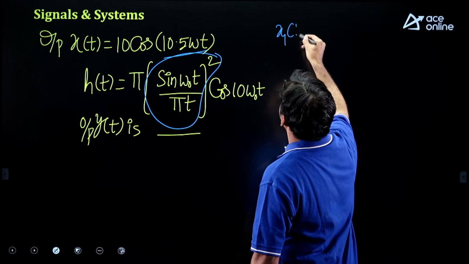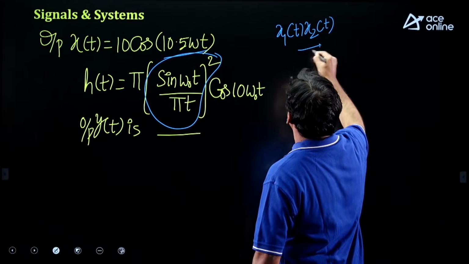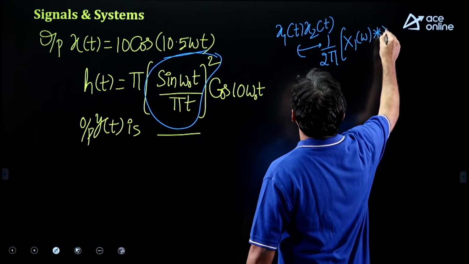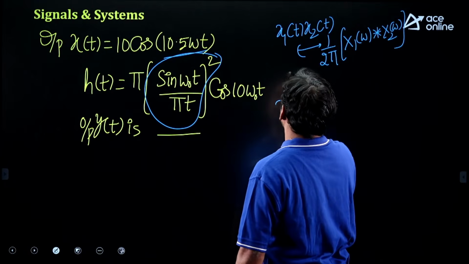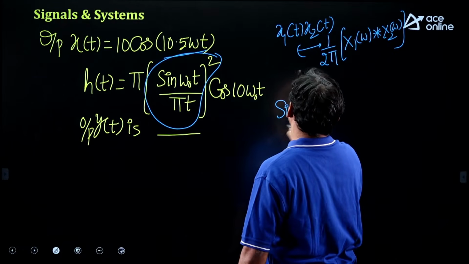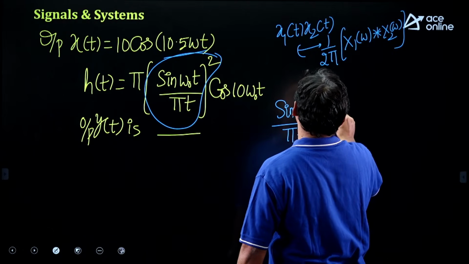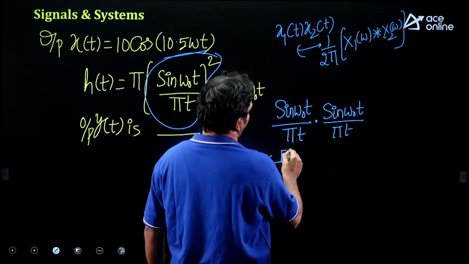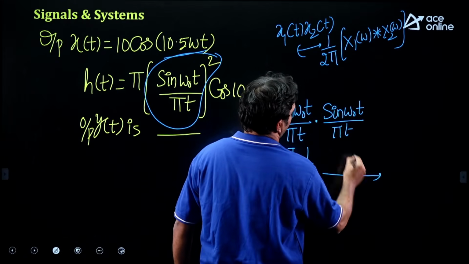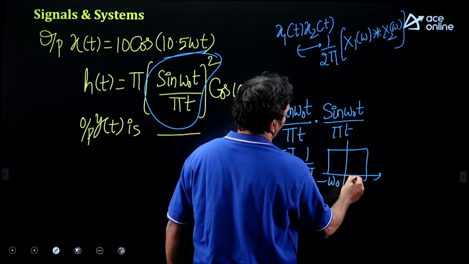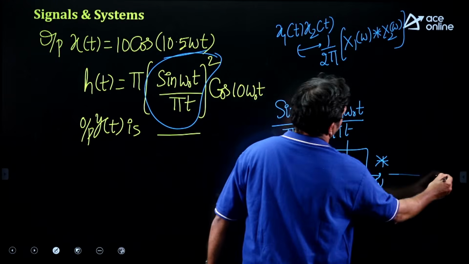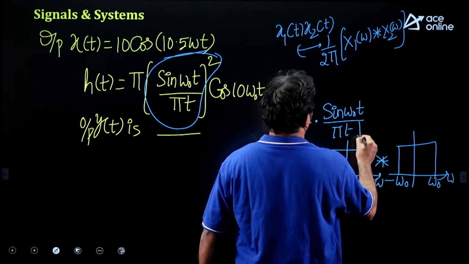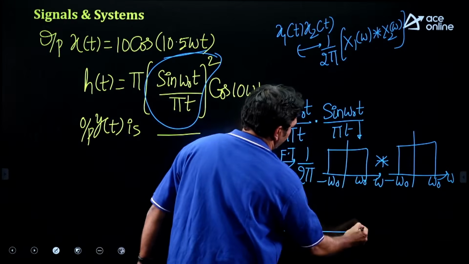For getting the Fourier transform of the sinc square function, which is a triangular spectrum, we are using which property? Multiplication in the time domain: x1(t) multiplied by x2(t) is 1 over 2 pi X1(omega) convolved with X2(omega). So sin omega naught t by pi t into sin omega naught t by pi t. If I take the Fourier transform, 1 over 2 pi, one rectangle covers from minus omega naught to omega naught, convolved with another rectangle. If I take the Fourier transform here, that will look like a triangle.